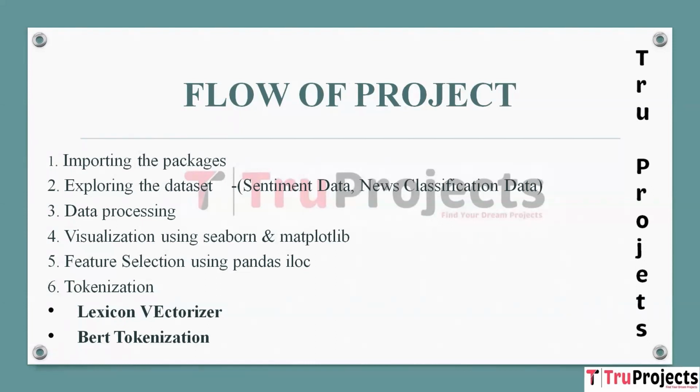Second module is exploring the data set: sentiment data and news classification data. Sentiment data. This phase involves in-depth exploration of the sentiment dataset, which likely contains information about the emotional tone, positive, negative, neutral, of news articles or comments. Understanding the dataset structure, content, and potential issues is crucial. News classification data. Similar exploration is conducted for the news classification dataset, which may categorize news articles by topics, enabling better comprehension and modeling.